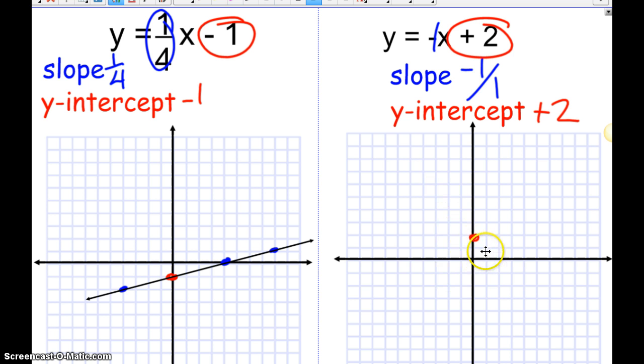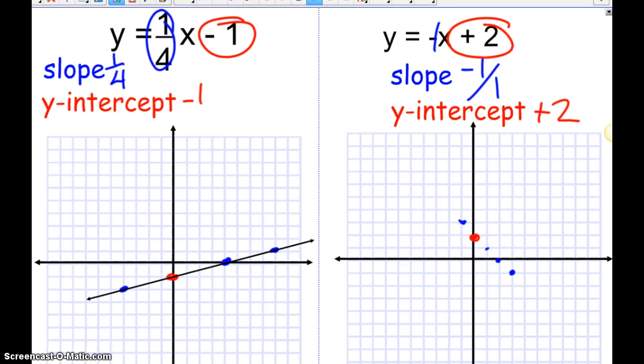Then I go down 1, right 1, down 1, right 1, down 1, right 1. Or I could go up 1, left 1. I grab my line tool, and away I go. Now, make sure that you're paying attention because it was a negative slope. So you should be able to look at it and say, oh, that's negative, or, oh dang, what I drew was positive, so I must have done something wrong.